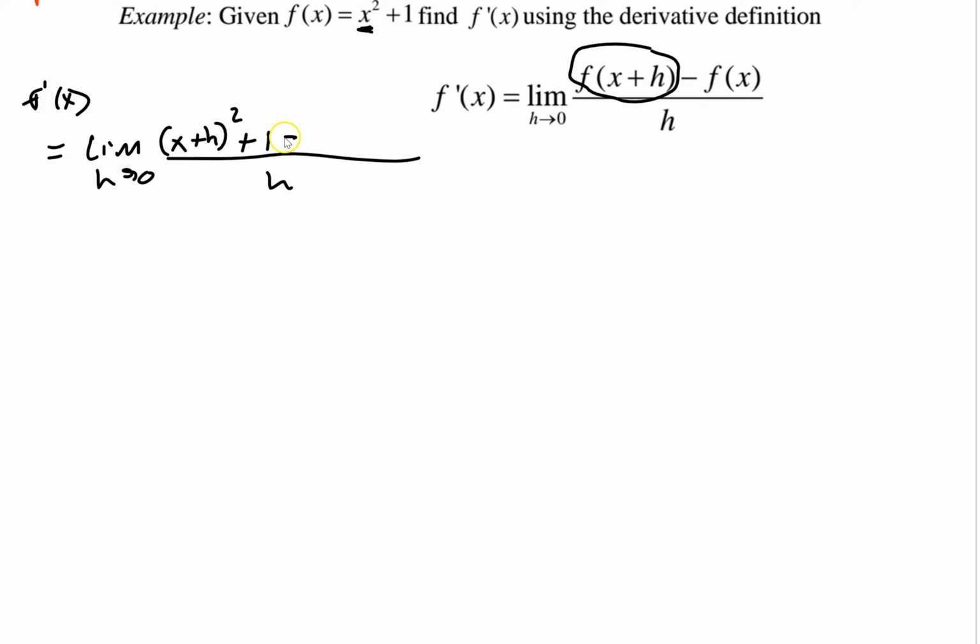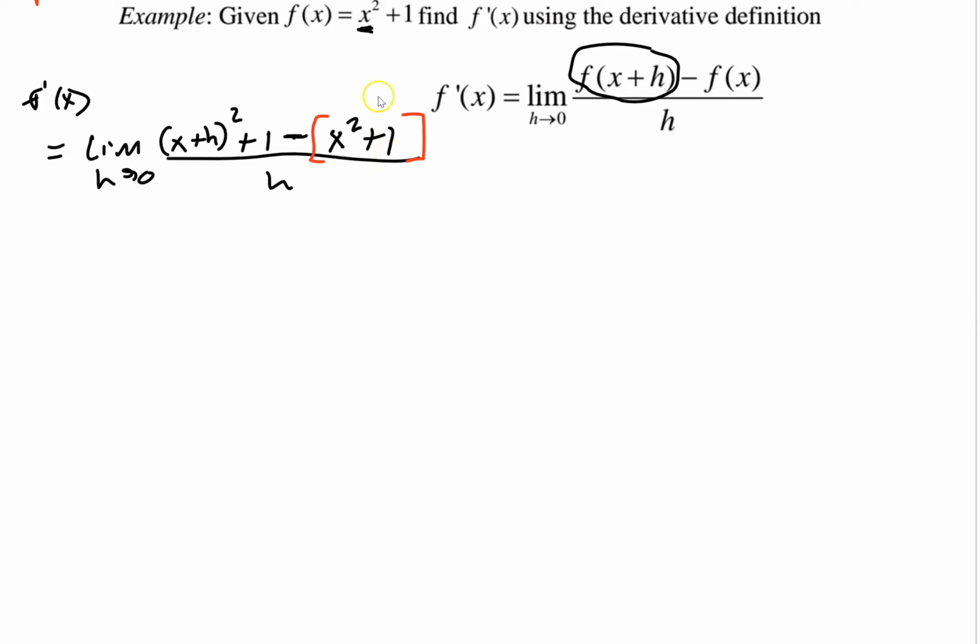Now, there are two very important parts that people mess up on. The first one is x plus h. People have a hard time with that. The second is minus f of x. What's f of x? It's this thing. What they forget to do is put parentheses. Don't make me hate you. Put your parentheses. So you plug in x squared plus 1.